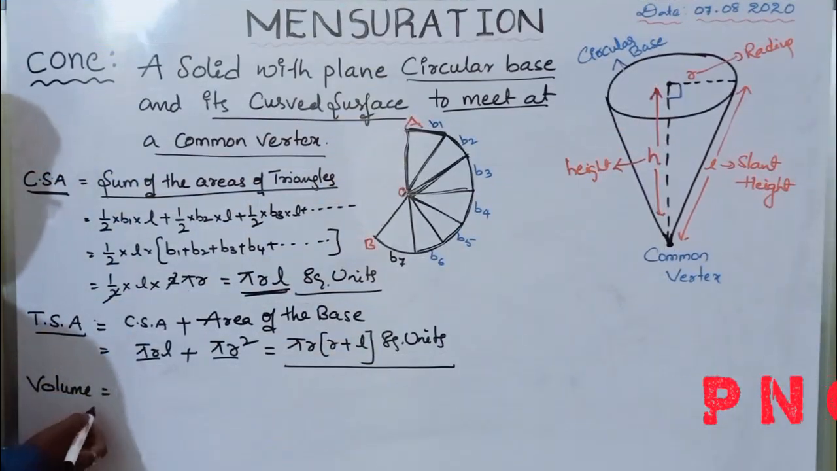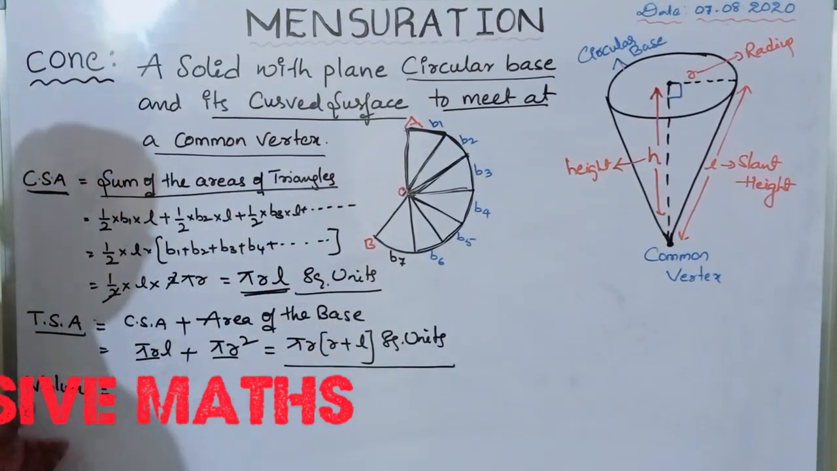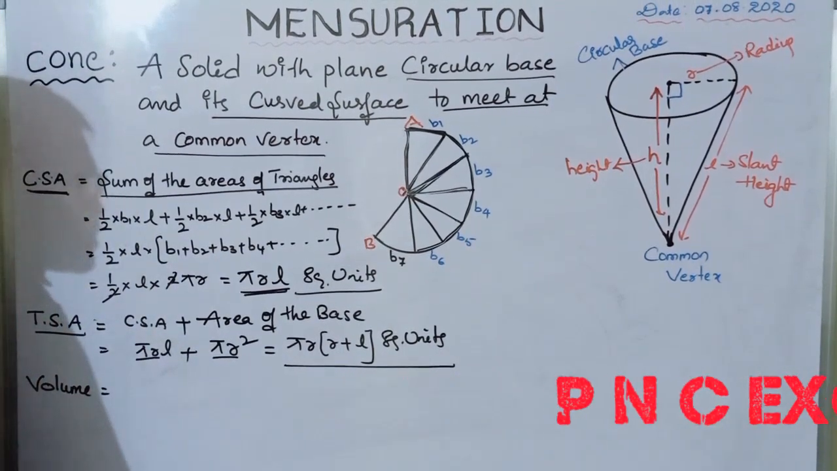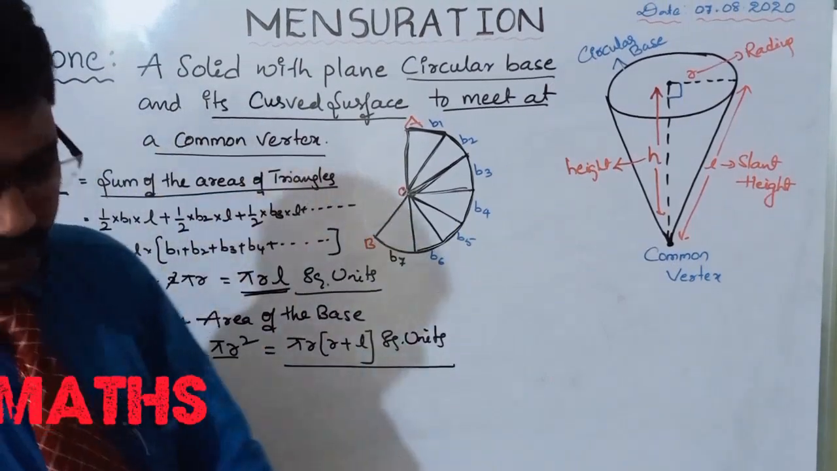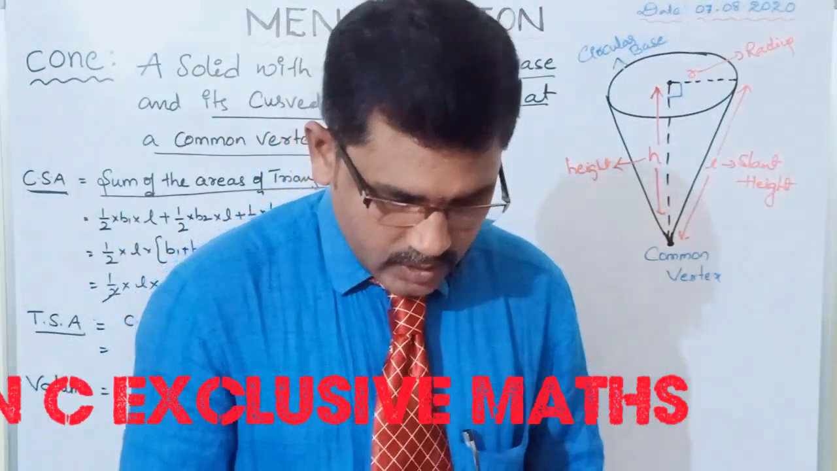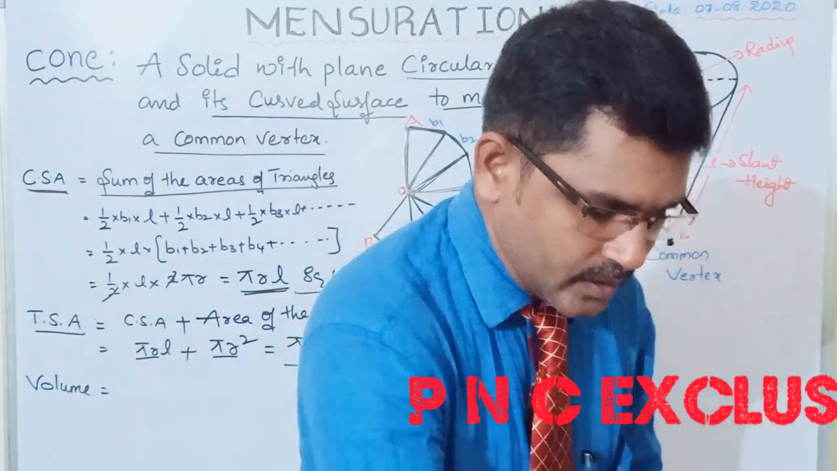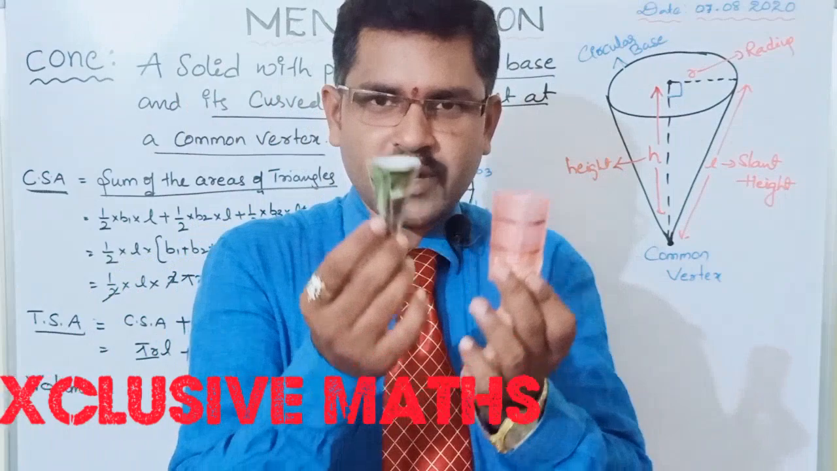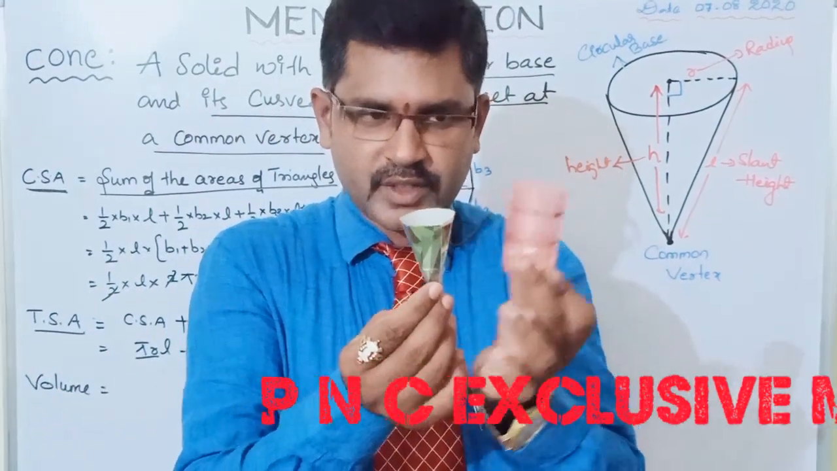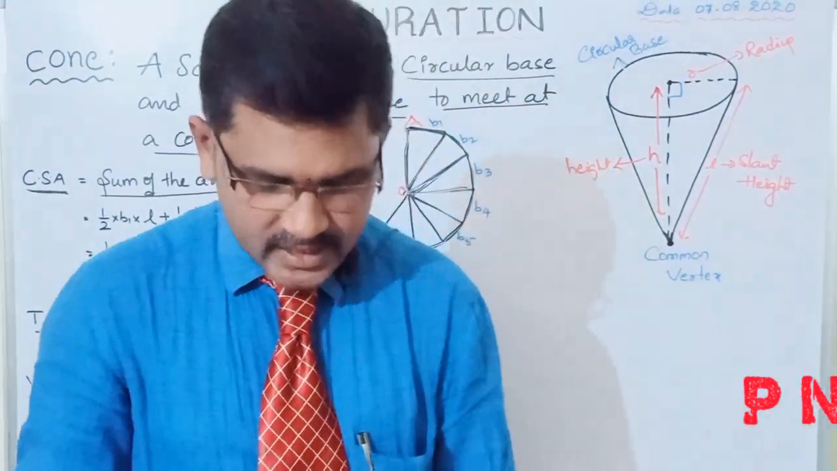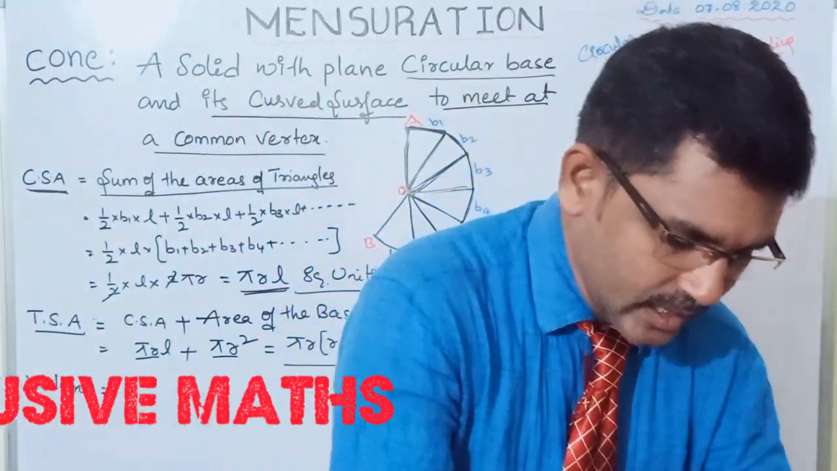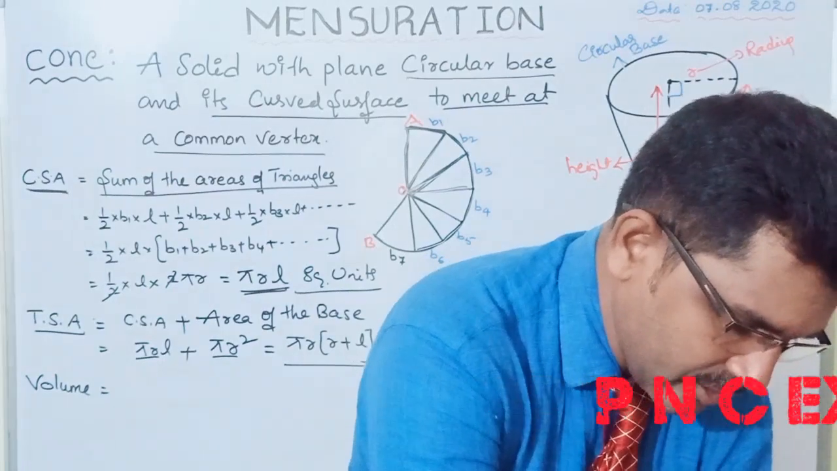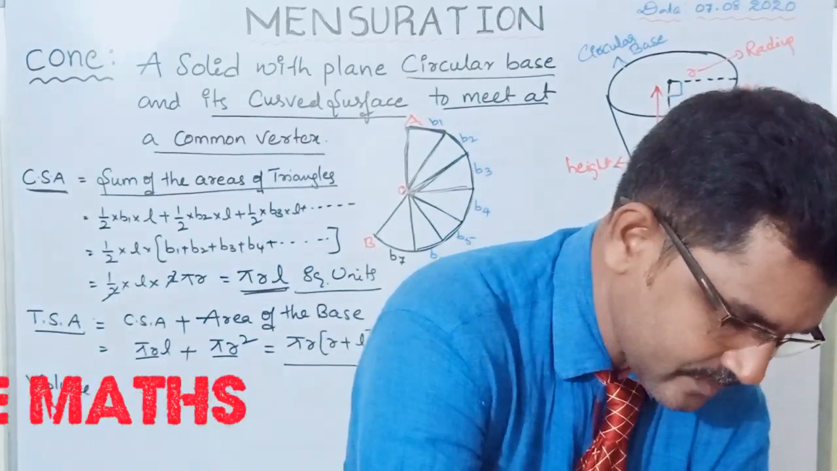So now coming to volume of a cone. Before finding the volume of a cone, I am doing an experiment. Here I am taking one cylinder and one cone with the same radius and the same height. Now I fill the cone with rice grains.